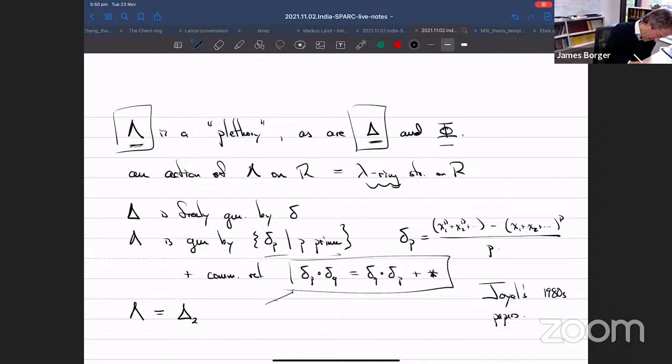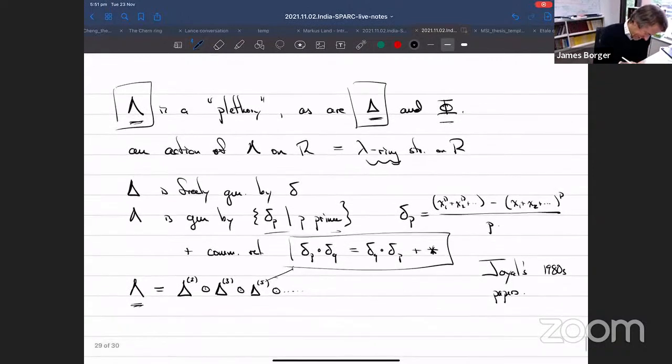Let me maybe write it this way. This is the delta operator for the prime 2, the delta, and then the ring delta for the prime 3, and then delta for the prime 5, and so on. So this ring of symmetric functions is kind of the free lambda ring on one generator, and it's related to these delta rings. It kind of combines delta rings for all primes together.